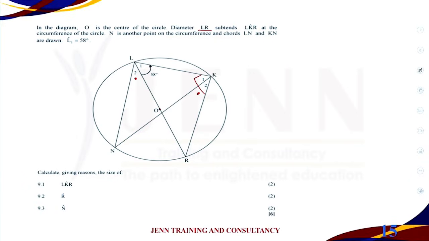Now, the first question says, calculate, giving reasons, the size of angle LKR. So now remember, in your toolbox, you have already mentioned that angle LKR is 90. So now here is just you applying. So angle LKR is 90 degrees. And then the reason for that, remember, because you are given a diameter, and we know that the angle subtended by a diameter at the circumference is 90. So the size of angle LKR is 90. This will be: angle in a semicircle.